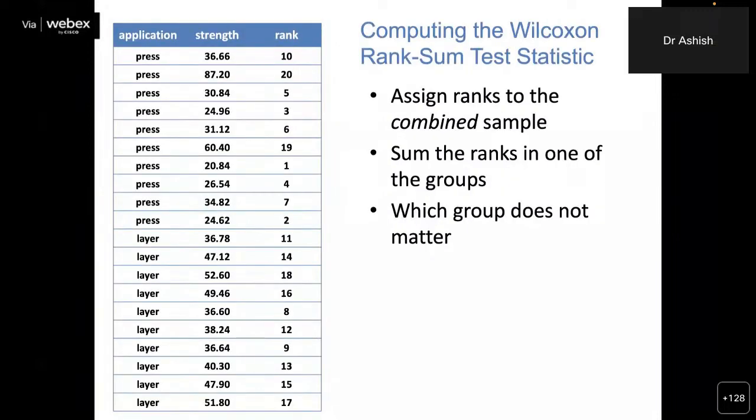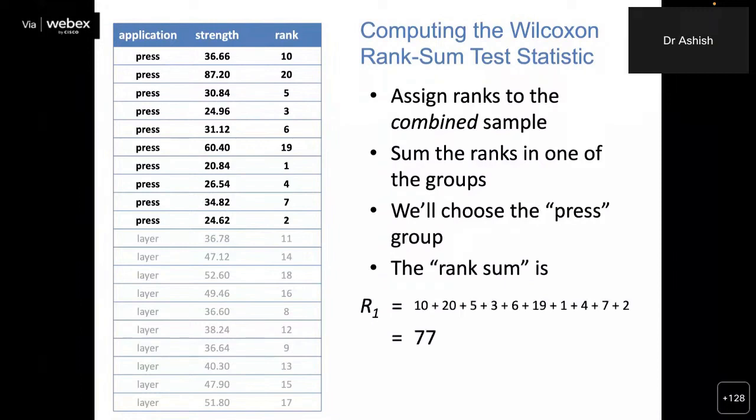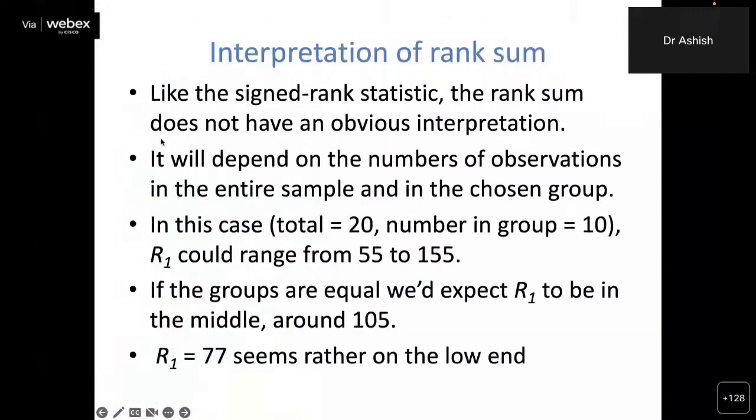So what we are doing is that first we assign ranks to the combined samples. Then sum the ranks in one of the groups; which group does not matter. So we would be allocating the ranks, giving the minimum strength the lowest rank, in ascending order. And then we find the sum of the ranks, R1 for the press group, and similarly R2 for the layer group.